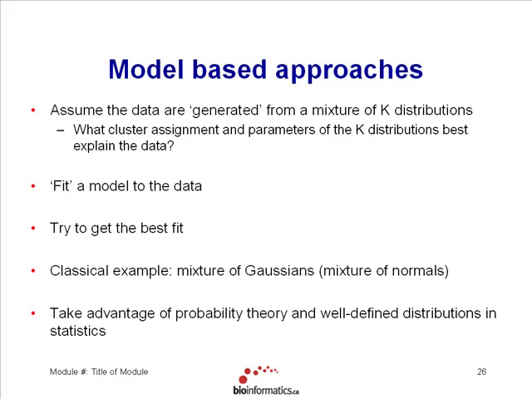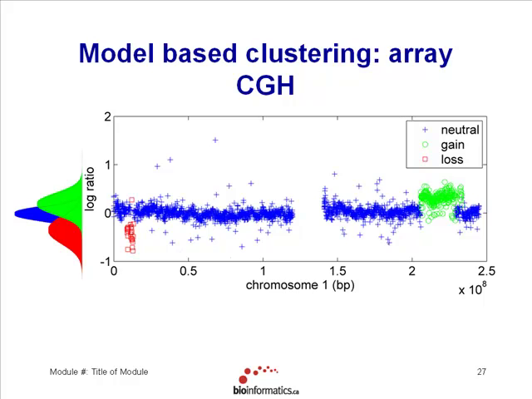And a classical example is a mixture of Gaussians or a mixture of normals for continuous data. And I'll show an example of that in a minute. The advantage of this is that you can take advantage of really well-established probability theory and well-defined distributions and statistics, and can sort of mathematically represent data in a principled way. So here's an example, just returning to this array CGH example. So here you really have three types of states, if you will, in the chromosome. You have neutral, which are kind of these points that are centered around zero. And you have losses, which are these red squares in this context. And you have gains, which are these green squares in this context. And what you can see is actually the data is a bit noisy.